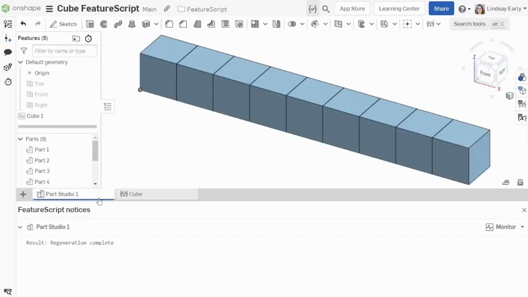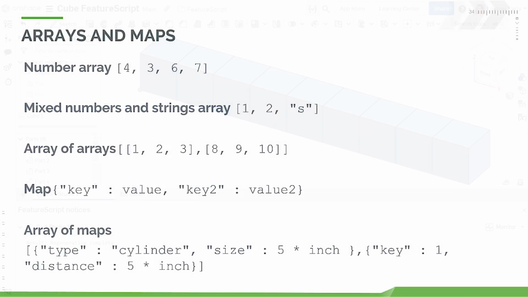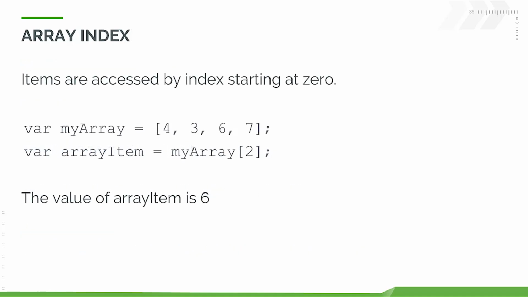In the Part Studio, the result is exactly the same as the for loop. Maps and arrays can contain many different types of data. They could have text, numbers, booleans, and even other arrays or maps as values. An array is a container where values are accessed by index. FeatureScript arrays are indexed starting from 0. In this example, index 0 is 4, index 1 is 3, index 2 is 6, and index 3 is 7.